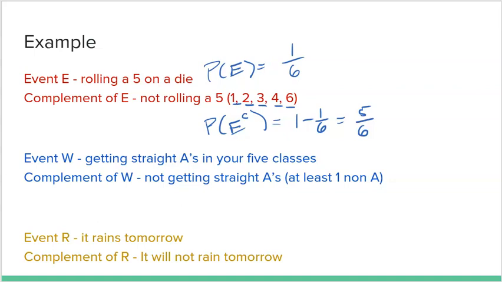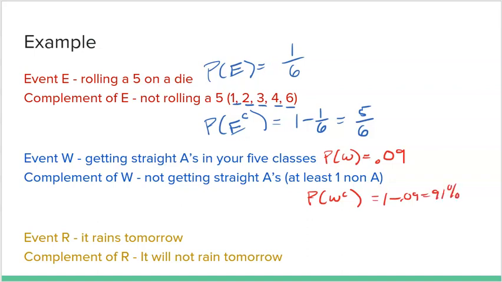All right, another example here is event W. Let event W be getting straight A's in your 5 classes. Let's say the probability of getting straight A's is only 9%, or 0.09. Well, then the probability of the complement, not getting straight A's, would be 1 minus that, or 91%.